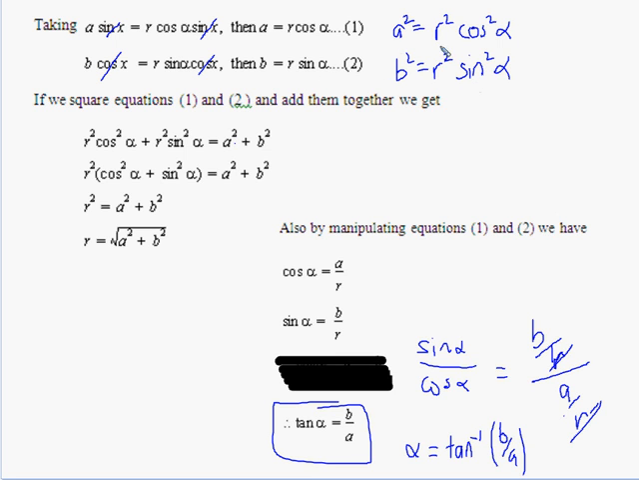Now, if I square them, I want to solve them to get r. If we square them and add them together, we get a squared plus b squared equals r squared cos squared alpha plus r squared sine squared alpha. Factorise your r squared out. That part would be 1, because cos squared alpha plus sine squared alpha is equal to 1. So r squared is equal to a squared plus b squared, or r is equal to the square root of a squared plus b squared. So there's your value of r.